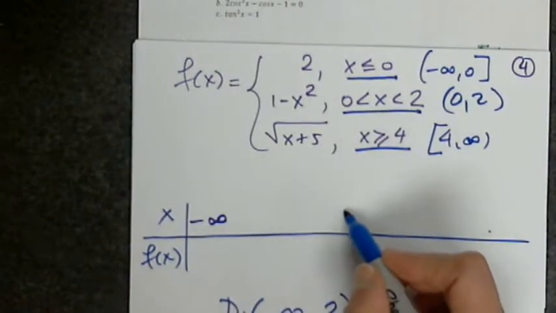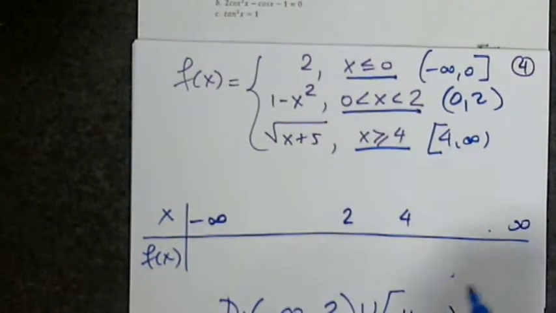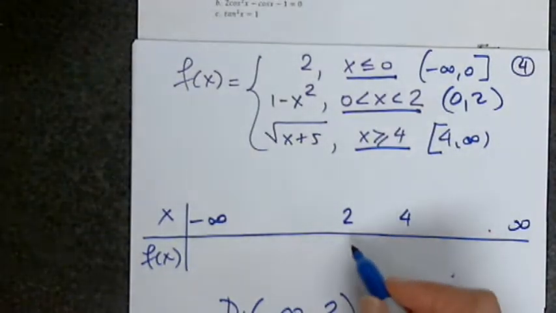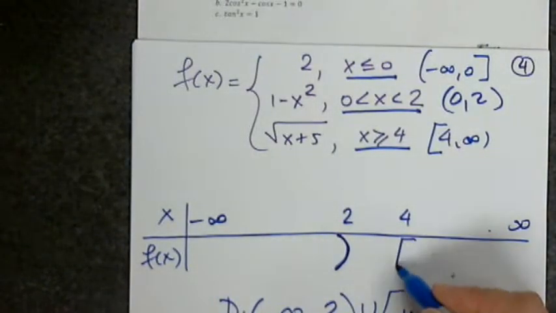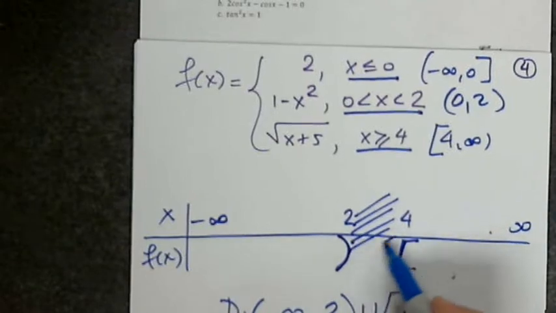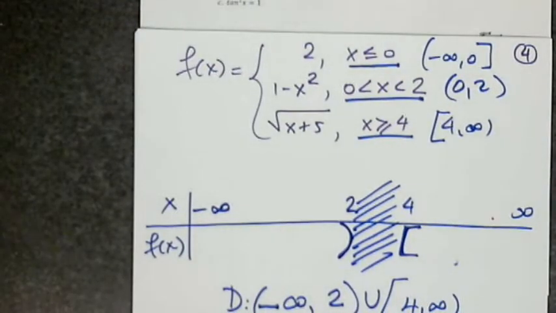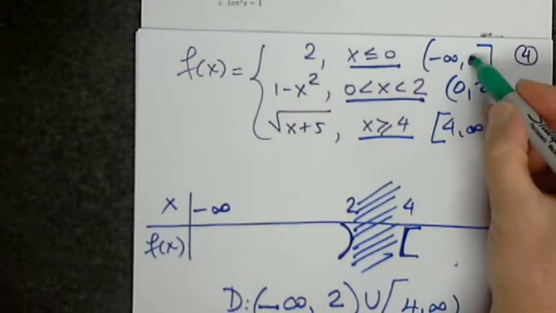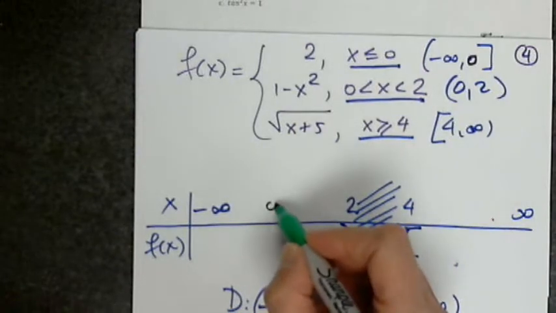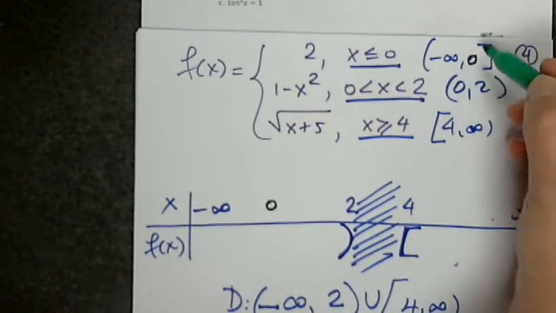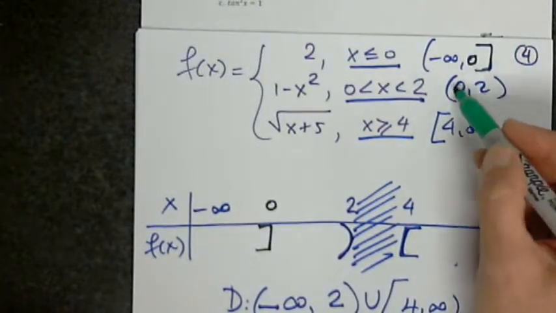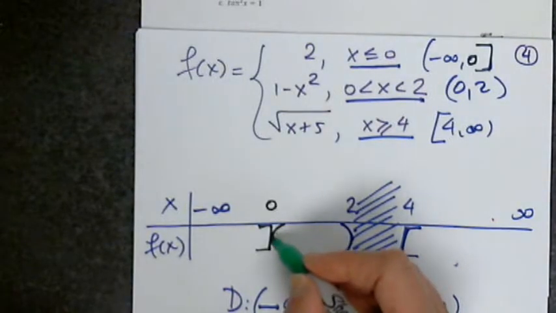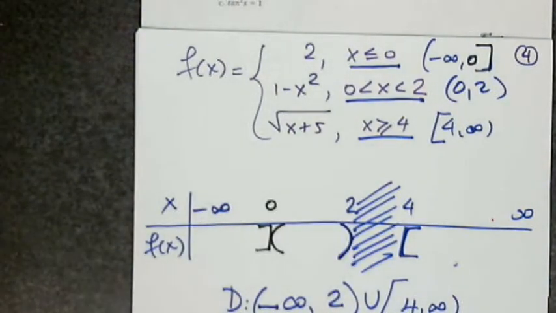So -infinity to infinity, parenthesis at 2, facing this way, bracket at 4, facing this way, and nothing here. Good. I also have to put in the chart this value, which is 0. Mandatory. It has a bracket facing this way, and it has a parenthesis facing this way, and they're touching. You will see the use of that in a minute.